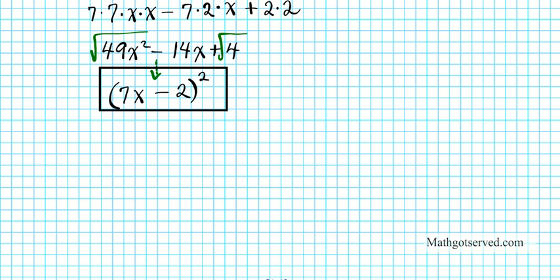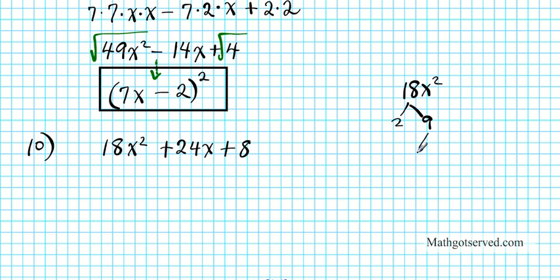Question number 10. What if we had the expression 18x squared plus 24x plus 8. Alright, so first thing you want to do is break everything down and see if there are any common factors that can be extracted and then go on from there. So let's start out with 18x squared. Let's break this down. You're going to have 2 times 9. And then break down 9. 9 is just 3 times 3. And then you can put the x and then the x there for the x squared.